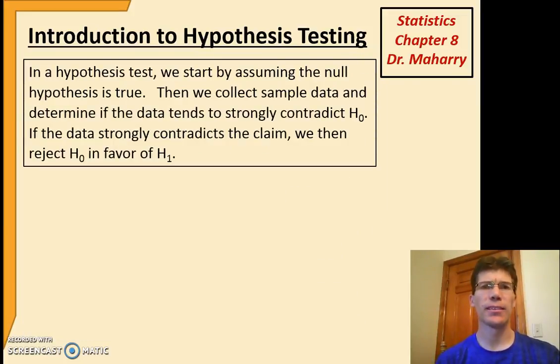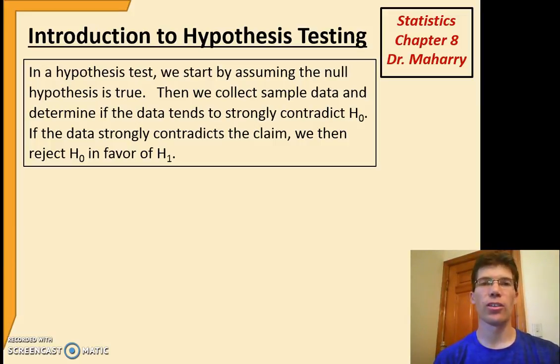So let's start with some examples here. Again, we start by assuming the null hypothesis is true. Then we collect sample data and try to determine if the data contradicts H0. If the data strongly contradicts the claim, the null hypothesis, then we will reject H0. So for example, if I had an H0 that the mean was 10 versus the alternative that the mean is greater than 10, I gather some data. Suppose I got an X bar value of 9.94. That's pretty close to that claim. In other words, that's not real strong contradictory evidence. I would probably not reject the hypothesis.